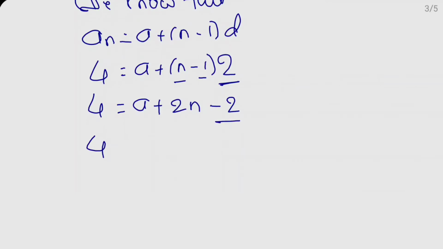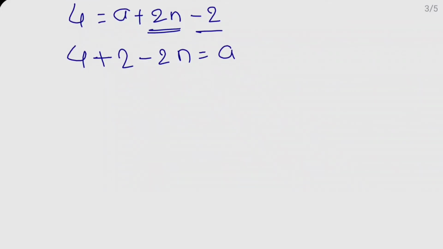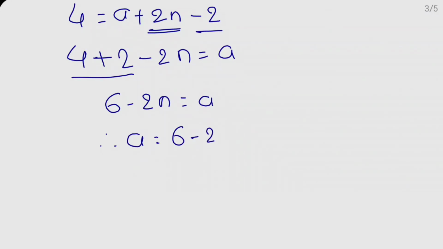4 as it is, this 2 comes in a LHS side, it becomes a plus 2, and this 2n comes in a LHS side, it becomes a minus 2n, and this equal to a as it is. So now here 4 plus 2 is 6 minus 2n equal to a. Therefore a equal to 6 minus 2n. Call this equation 1. Is it clear?